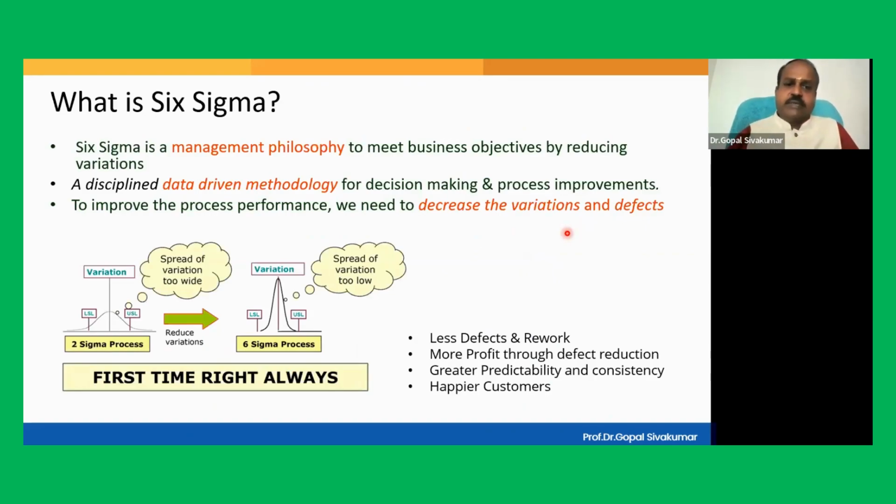So what is Six Sigma? Six Sigma is a management philosophy by which you can meet the business objectives by reducing the defects, by reducing variation. Because a defect is a result of variation. I do not know how many of you are able to digest my statement. Defects are due to the result of the variation in your process, right? So through variation, you can easily understand whether your process is effective or not.